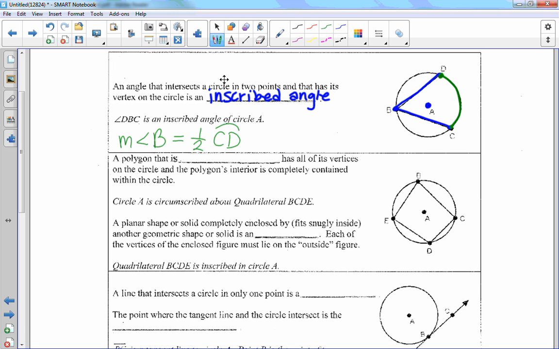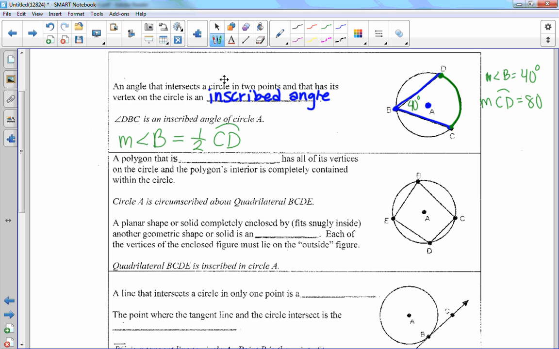Okay. So an inscribed angle where the vertex is on the circle, that angle is half the length of the arc. So the arc is twice the size. Okay? So if I said the measure of angle B was 40 degrees, what would the measure of arc CD be? 80, good. So I put a degree sign on the angle.